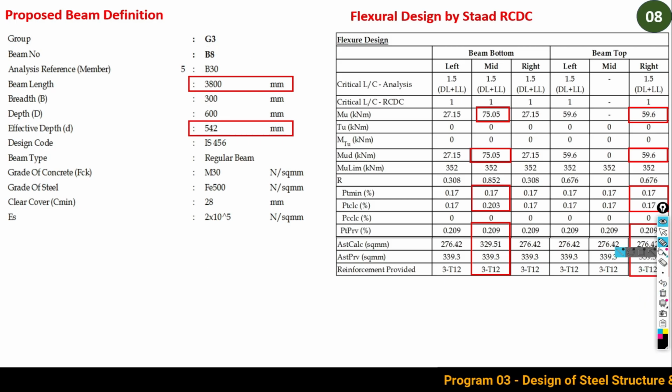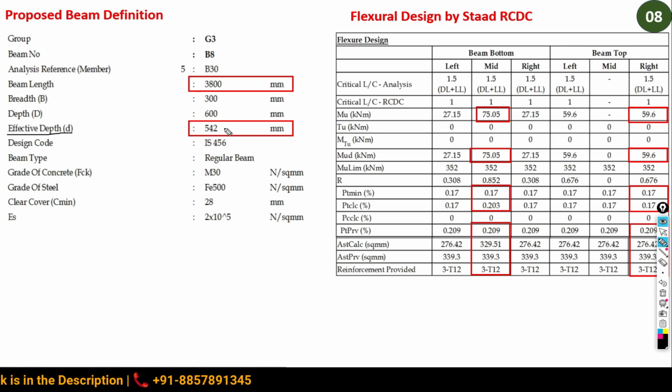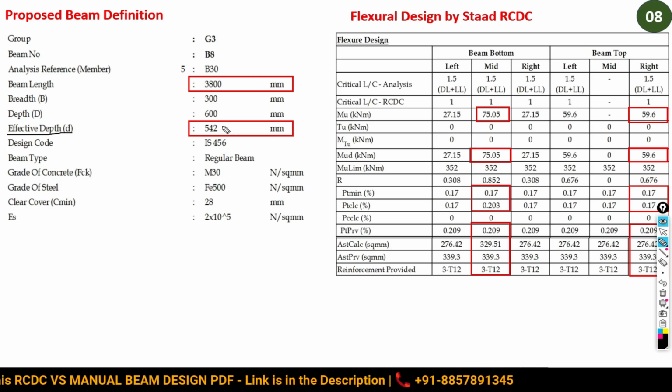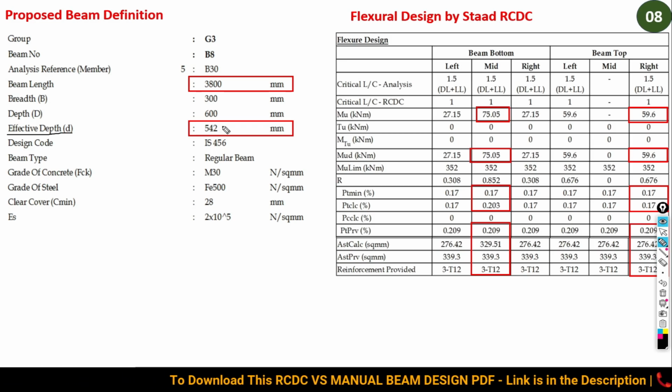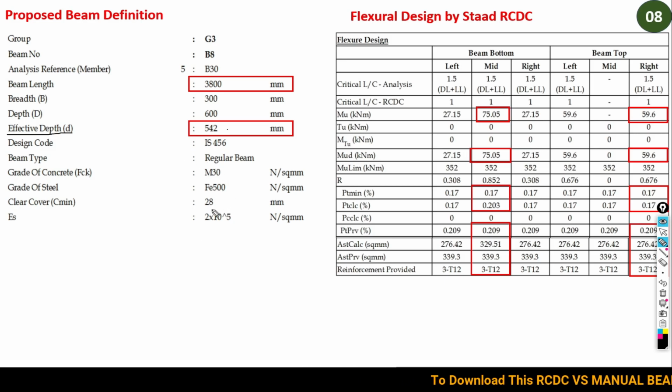See, RCDC is not giving any calculation for the effective depth. Directly it is giving the effective depth. So what we have calculated as the effective depth? 542. So it is exactly matching. With that, I have explained how the algorithm of the RCDC software works for calculating the effective depth. Later on, all the definitions are present here.